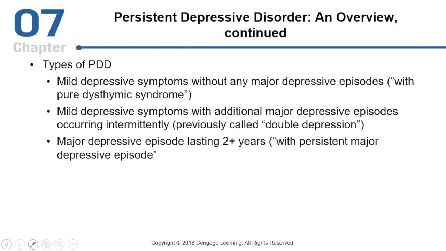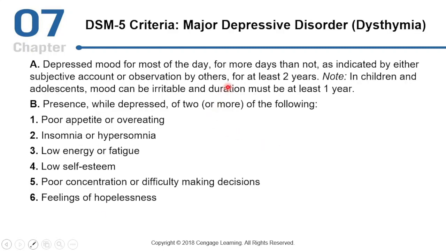Okay. Next. Okay, so for a major depressive disorder or dysthymia, the depressed mood for most of the day or more days than not indicated by either subjective account or observation of others by at least 2 years. So in children and adolescents, it should be irritable mood rather than depression for the duration of at least 1 year. Okay, so if you would see, it's still pretty much similar with the symptoms of the major depressive disorder or episode rather.